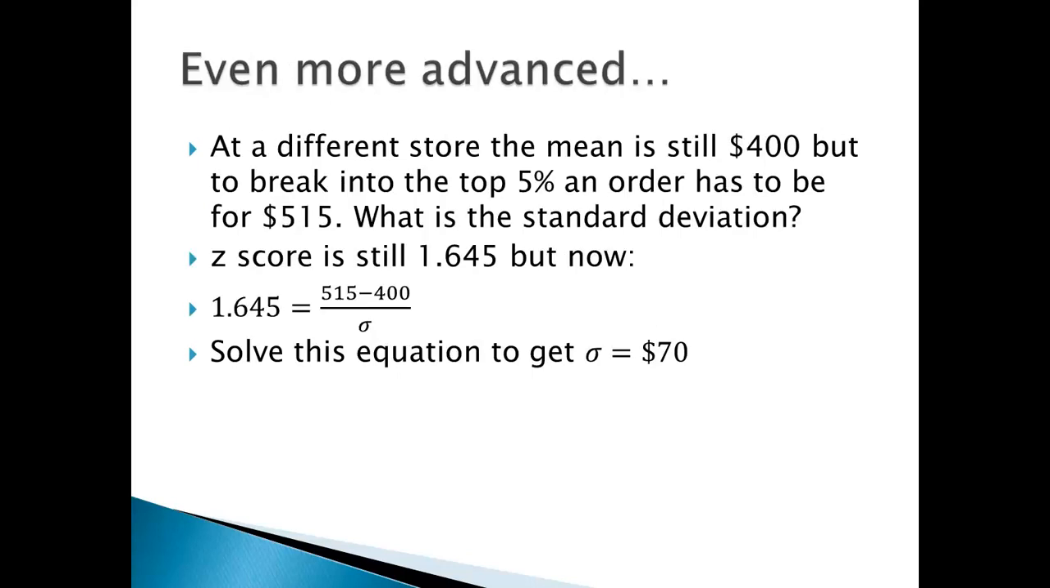More advanced question. At a different store, the mean is still $400, but to break into the top 5%, an order has to be for $515. What's the standard deviation? Well, just as before, when you use NORM.S.INV of 0.95, you get a z-score of 1.645. But now, it's the standard deviation you don't know. The 515, that's your cutoff for the top 5%. 400 is the mean. When you divide that by standard deviation, you get the z-score of 1.645. Well, solve that equation for standard deviation, and you get 70.